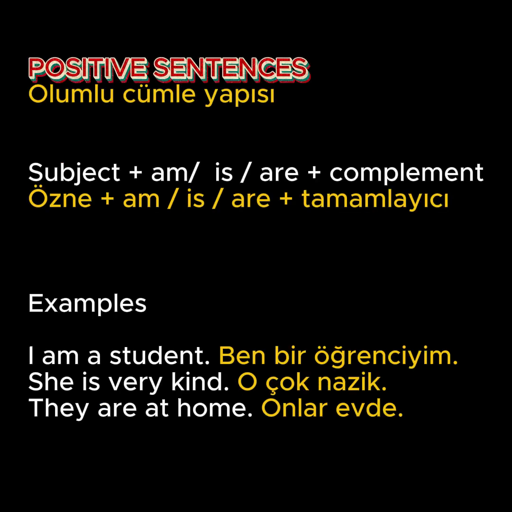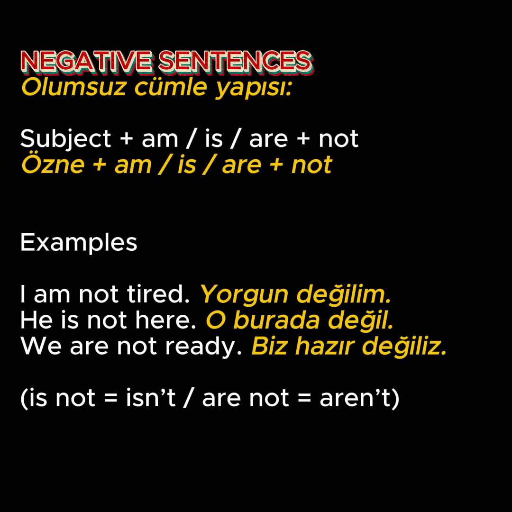Positive sentences. Sentence structure: subject plus am, is, are plus complement. Examples. I am a student. She is very kind. They are at home. Negative sentences. Sentence structure: subject plus am, is, are plus not. Examples. I am not tired. He is not here. We are not ready.